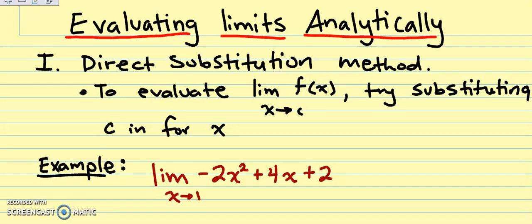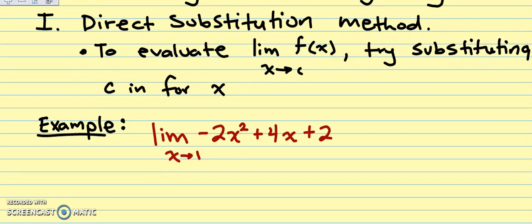The direct substitution method says to evaluate the limit of f of x as x approaches c, try substituting c in for x. So if you look at this example, the limit of negative 2x squared plus 4x plus 2 as x approaches 1, my c value is 1. So I'm going to go ahead and directly substitute that 1 in for x. And then we go ahead and use algebra to finish it off to get our answer of 4.